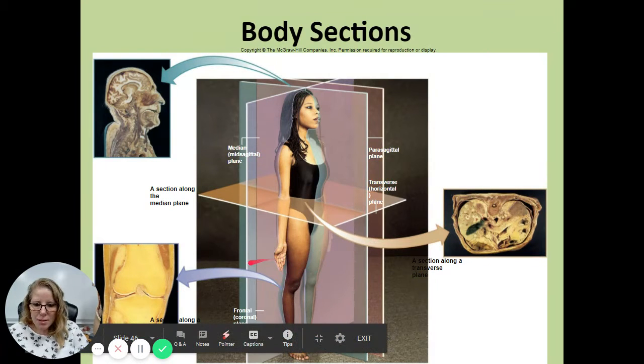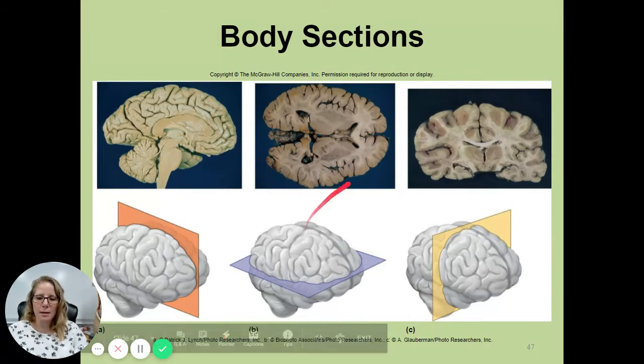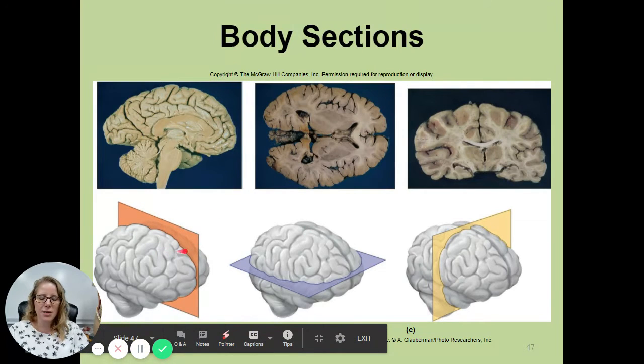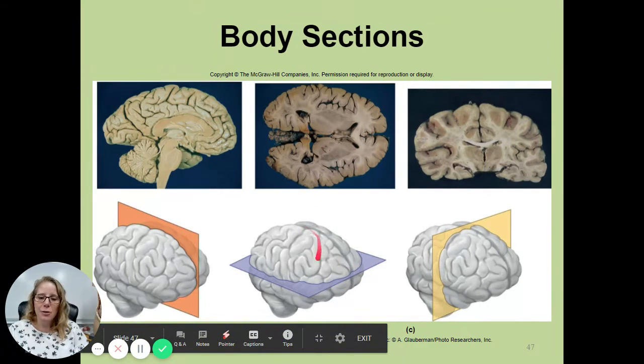And then coronal or frontal goes right through the body, giving a front and back. Here we're looking at the knee, and you don't see a patella, so this is going to be the posterior view, the back view. Here is the same thing with the brain. Again, left and right is going to be sagittal sections. Can't believe I just said that. Superior and inferior is transverse sections, and then front and back, anterior and posterior, is going to be the coronal.